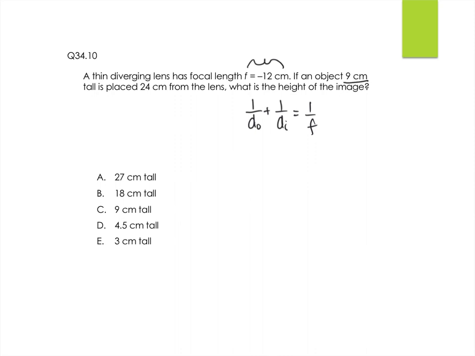Here we're given the height of the object. We're going to use that later because this question is actually asking us to find the height of the image, and we'll see how magnification can be used to do that. And here we're given the object distance. So let's put that information into the equation. I have 1 over 24 plus 1 over image distance equals 1 over minus 12.